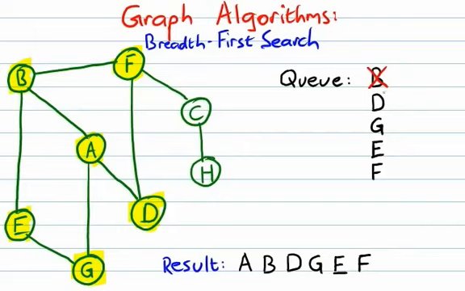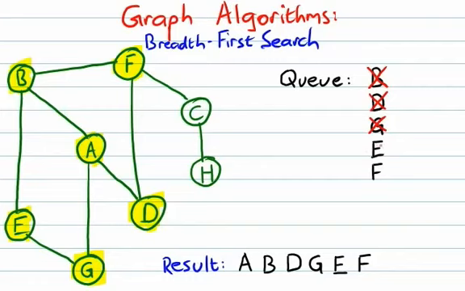Next up on the queue is D. So we're going to dequeue D and explore all the vertices connected to D. Well, we've been to both A and F, so we have no place new to go from D. We're done with D. So we go back to the queue, which takes us to G. Now from G, there's also no place new to go. We've been to both A and E, so we're done with G.